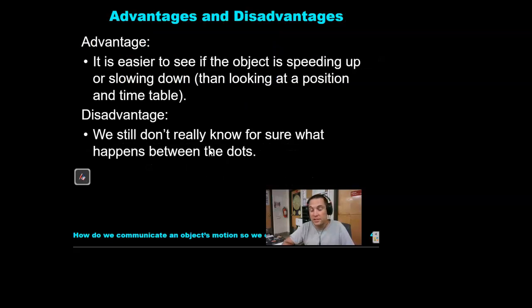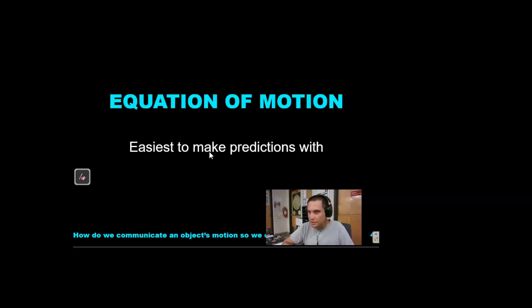So the advantage is it's easier to see if the object is speeding up or slowing down than looking at a table, but we still really don't know what happens between the dots.